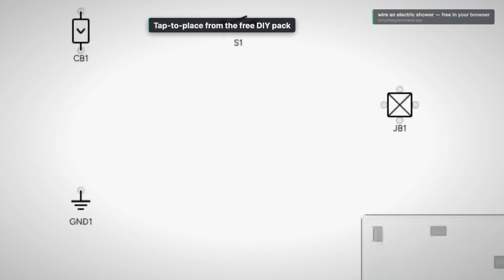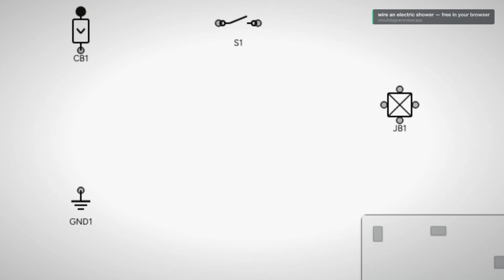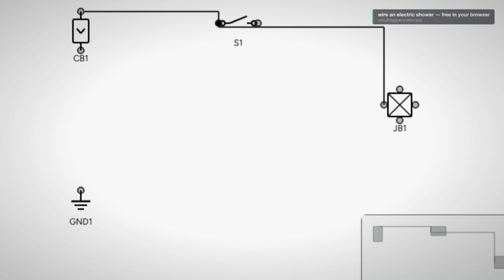Now let us lay one out from scratch in the editor. Blank canvas. I search the symbol library and tap parts onto the grid. A breaker for the dedicated way in the consumer unit. A switch standing in for the double pole isolator. A box standing in for the shower unit. And a ground for the earth.